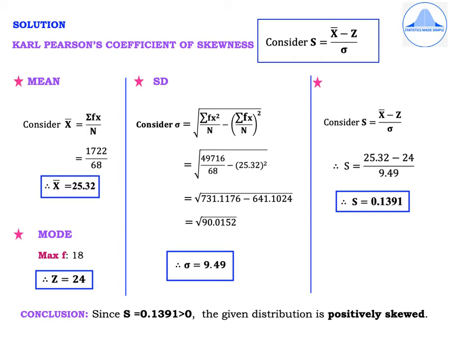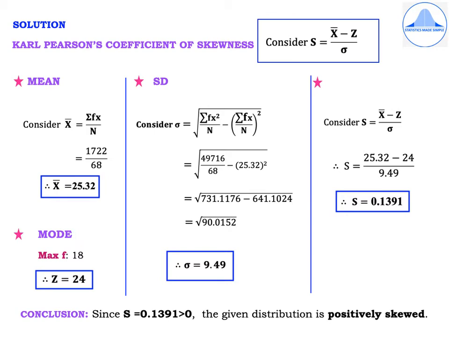Next, we have to find out the mode. So how do we find out the mode for discrete data? We have to find out the maximum frequency. So in the table, the maximum frequency I have highlighted in bold, that is 18. And now look at the corresponding x value, which is highlighted in purple color, that is 24. So therefore z is equal to 24.